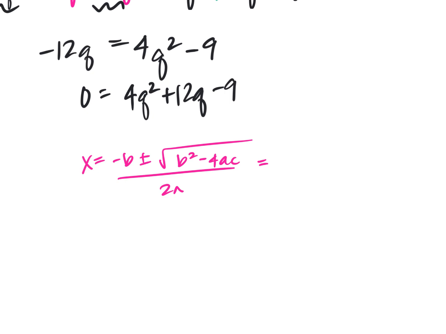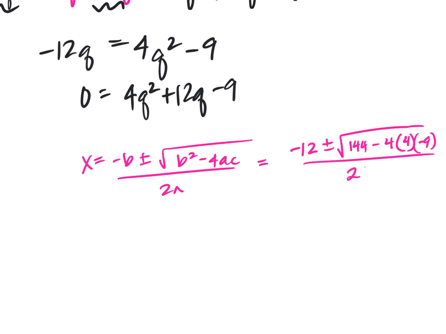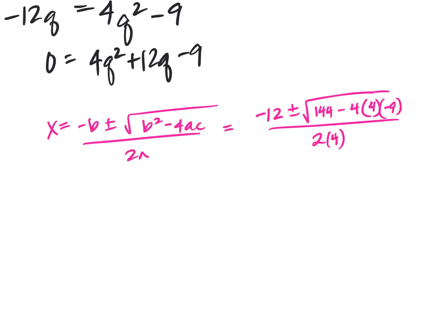Let's do it. What's my negative b? Negative 12. Plus or minus square root. What's b squared? 144. Minus 4 times a times c, all over 2 times a. 4. Yeah, I'm going to write 2 times 4. You could just write 8.